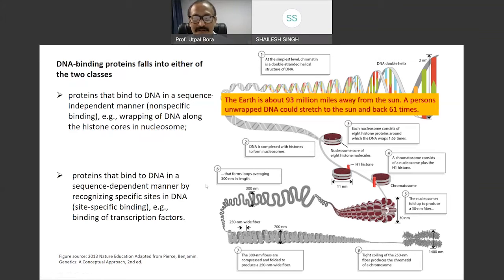The next group is proteins that bind to DNA in a sequence dependent manner by recognizing specific sites in DNA. We call this site specific binding, like the binding of transcription factors or the restriction enzymes or endonucleases. Today we are going to discuss a lot about the second class. The first class we are not going to discuss because it's sequence independent or non-specific binding. A little bit of non-specific binding we will also discuss, but from a different context, not from the nucleosome concept.